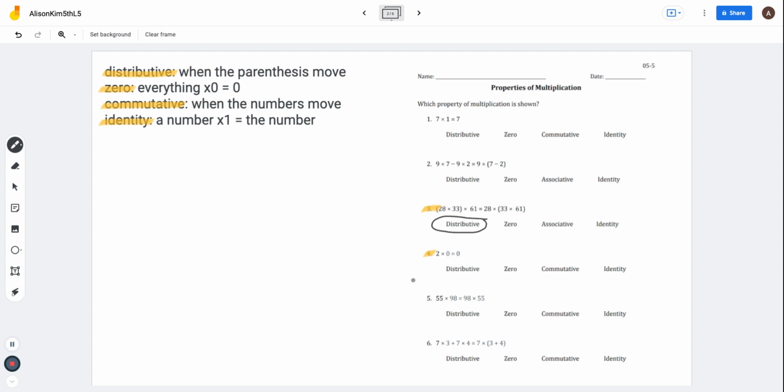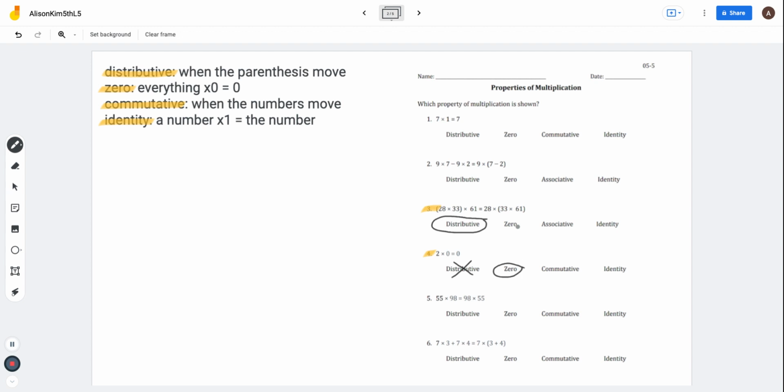Now we're going to move on to number 4. It gives us 2 times 0 equals 0. Let's start from the top: distributive is when parentheses move. In 4, we don't see any parentheses, so we can automatically cross out distributive, right? Then we move on to the zero property. Everything times 0 equals 0. Let's see here: 2 times 0 equals 0. There it is. So that's why we say that the zero property is our answer.